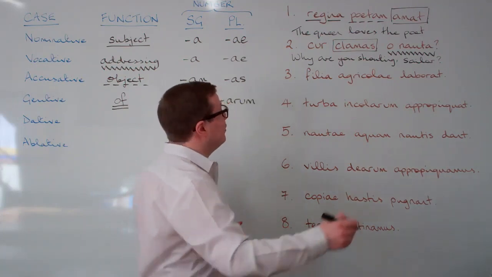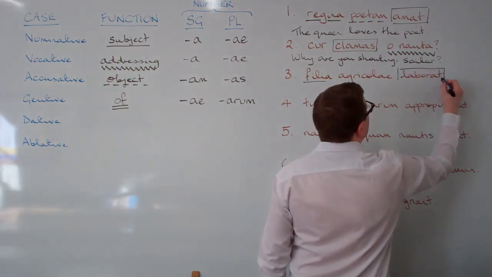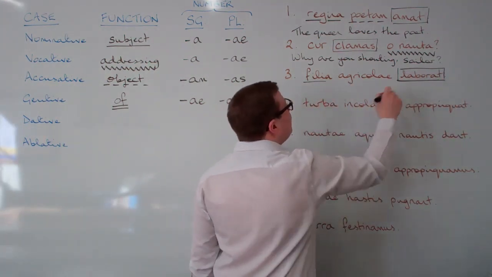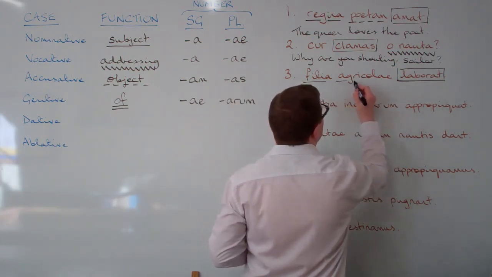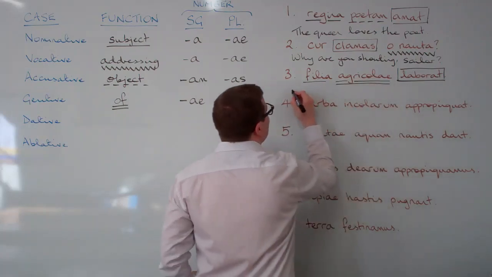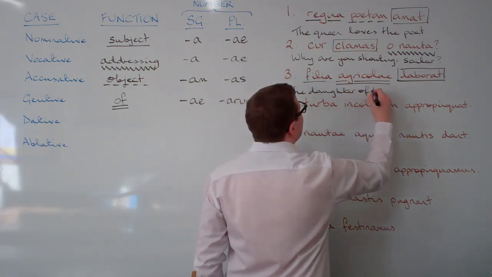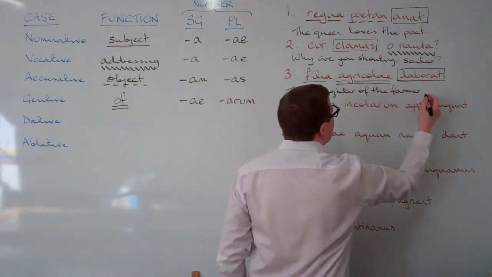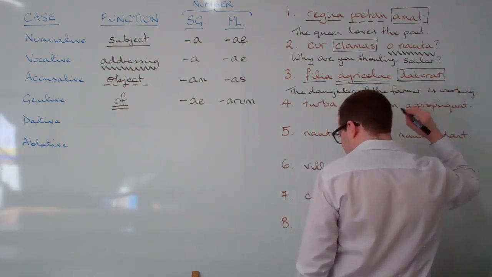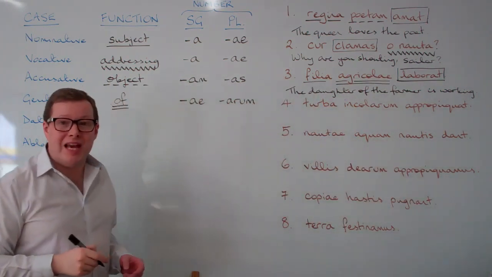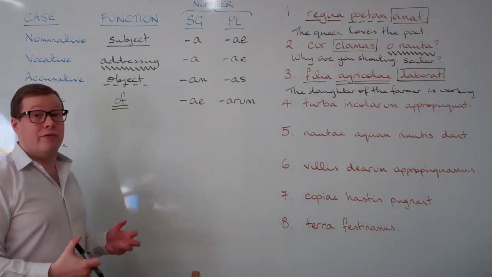Filia, clearly, is the subject of the sentence. I'm going to underline her. Laborat is the verb, with a box around it. So the daughter is working, and then agricolae here is in the genitive singular. We'll double underline him. It's going to be the daughter of the farmer. Laborat, works, or is working. This is what's called a possessive genitive. Of here means belonging to. It's the daughter of the farmer.